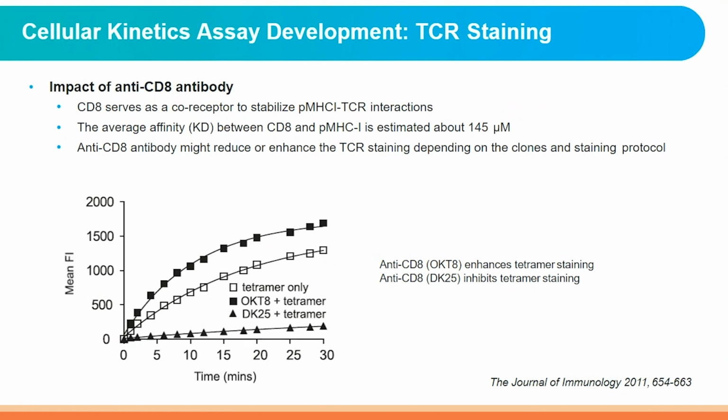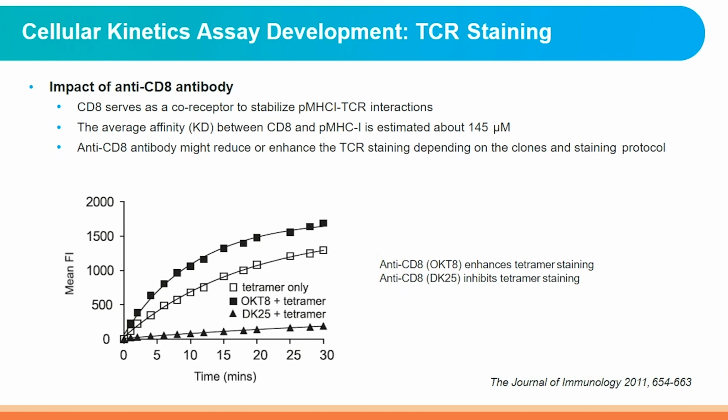Another consideration of TCR staining is the impact of anti-CD8 antibody. We know that CD8 is a co-receptor to stabilize peptide MHC1 TCR interactions. The average affinity between CD8 and peptide MHC1 is estimated at about 145 micromolar. Anti-CD8 antibody might reduce or enhance the TCR staining depending on the clones and the staining protocol.